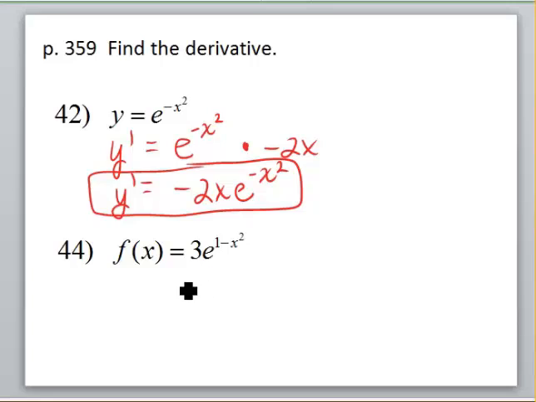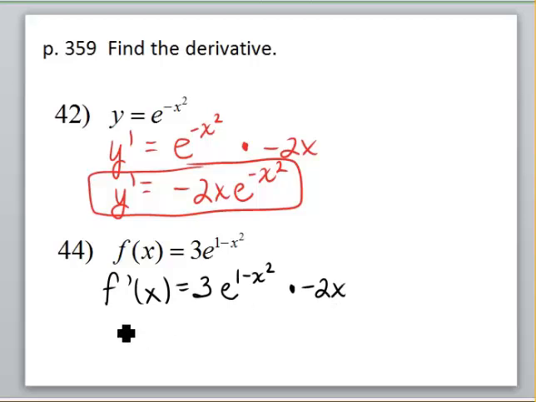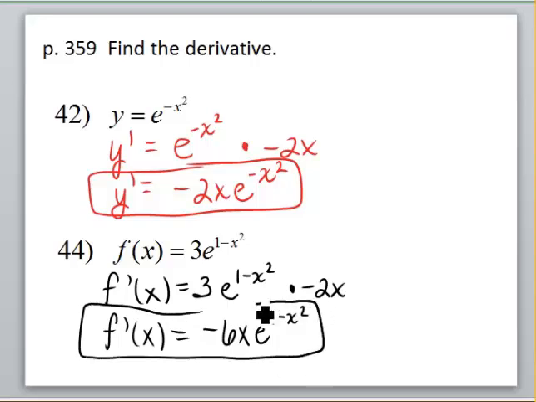The second one, this is a constant out in front, so we're just going to leave the constant alone just like we would do any other time we're taking derivatives. So I'm just going to write 3 e to the 1 minus x squared, and then I'm going to take the derivative of that exponent. The derivative of this exponent is negative 2x. Then I'll simplify this just a little bit. 3 times negative 2 is negative 6x, e to the 1 minus x squared. There's my solution for the second problem.